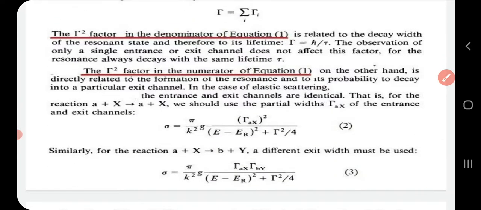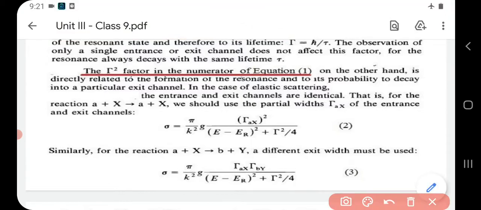Then the tau square factor in the numerator of equation 1, they are discussing about the significance of tau square that appears in the numerator and denominator of equation 1. This is about tau square that appears in the denominator of equation 1. This is about the significance of tau square that appears in the numerator of equation 1. It is related to the formation of resonance and to its probability to decay into a particular exit channel.